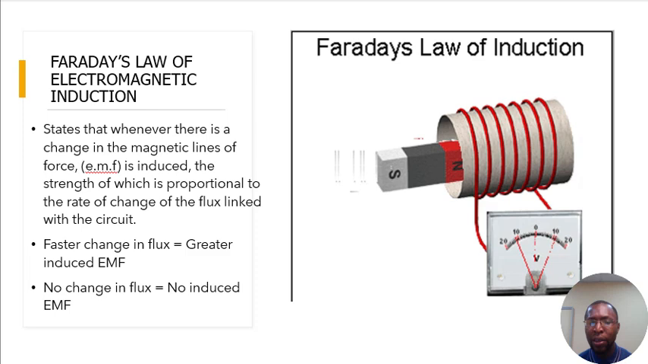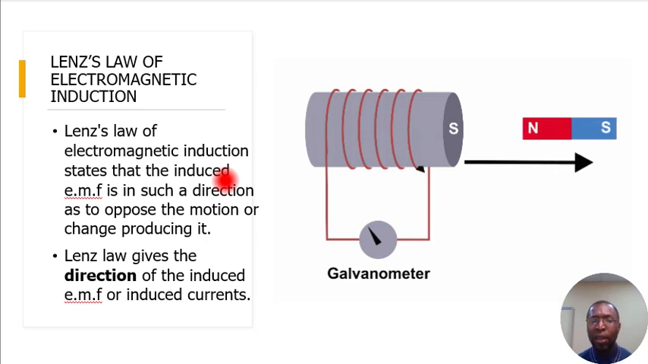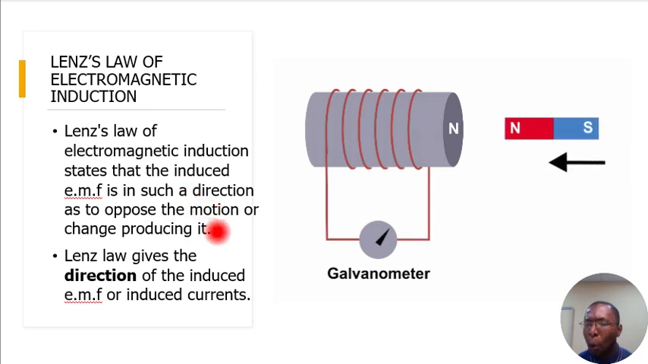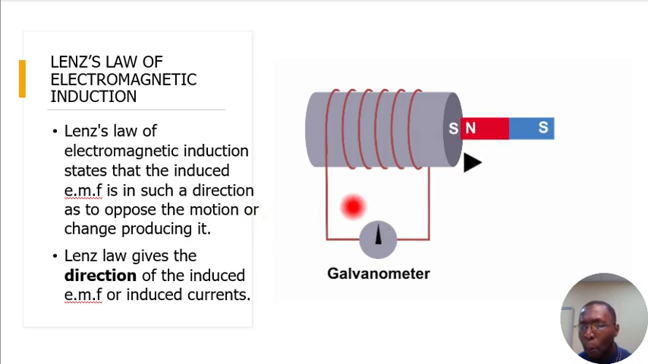Now let's consider Lenz's law on this electromagnetic induction as well. Lenz's law, in his own observation, is still based on what we have also. His interest is in the direction of the induced current. He said in his law that the induced EMF or current is in a direction such as to oppose the motion or change producing it. So the induced EMF is in a direction to oppose the motion or change producing it.